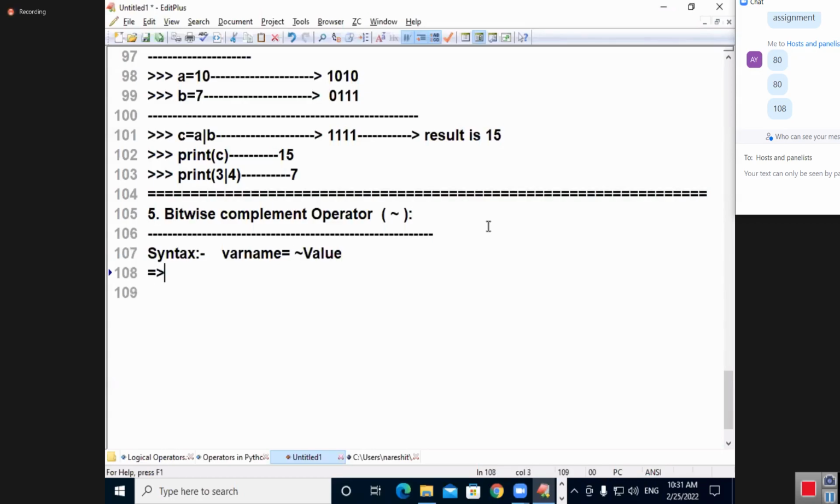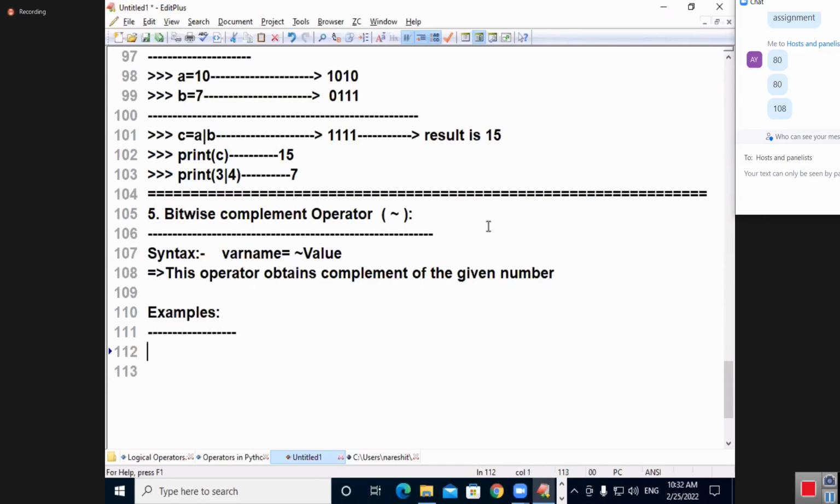So this operator obtains the complement of the given number. What is that number? Working functionality. Let us take an example part. Through an example, I will give you the clarity. So now I am saying A is equal to 10 and B is equal to tilde operator of A.